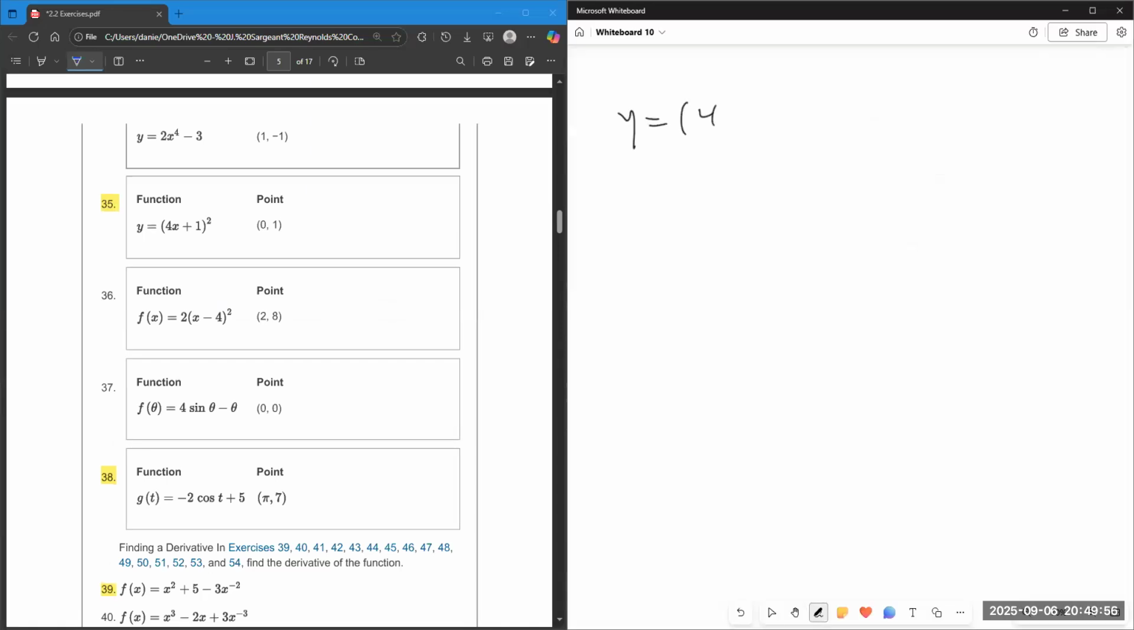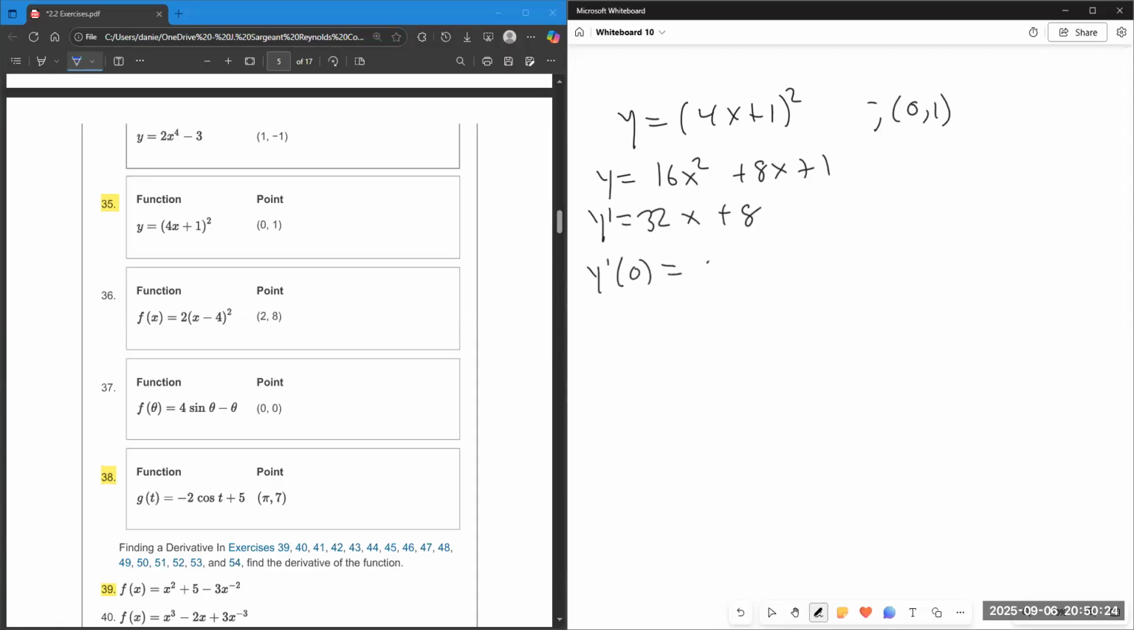y is equal to 4x plus 1 quantity squared at the point 0, 1. So we're going to expand this since we don't know the chain rule yet. 16x squared plus 8x plus 1. y prime is going to be 32x plus 8. y prime at 0 is going to be 8. That was number 35.